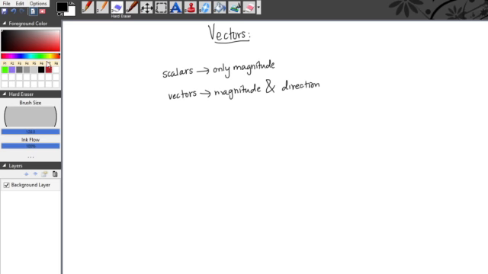And now let's talk more about how vectors work. So let's say, oh wait, that's the wrong pencil. This one's too thick.